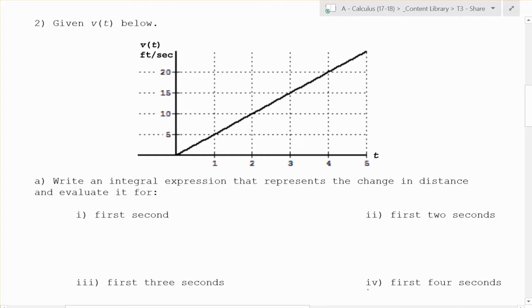T3 Day 8 of Calculus. Today we're going to discuss the fundamental theorem of calculus. Super exciting. So first, let's talk about velocity again. So we have a velocity graph. It's nice and straight, fantastic.